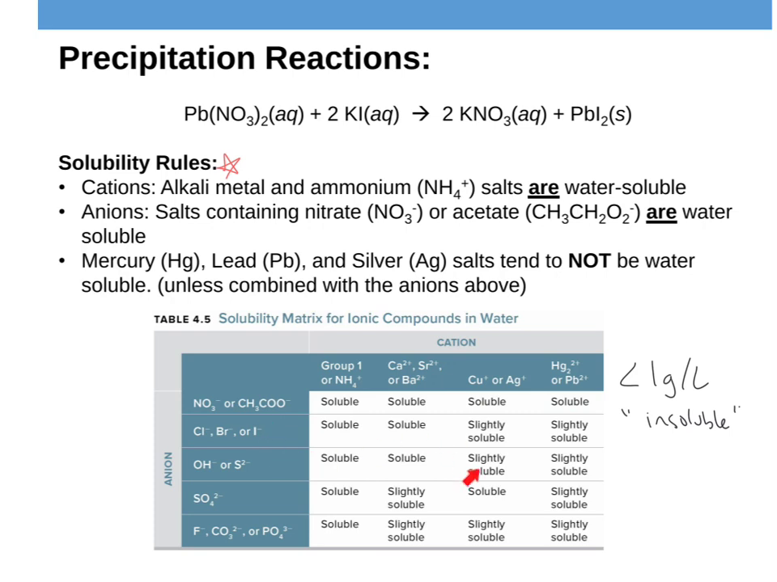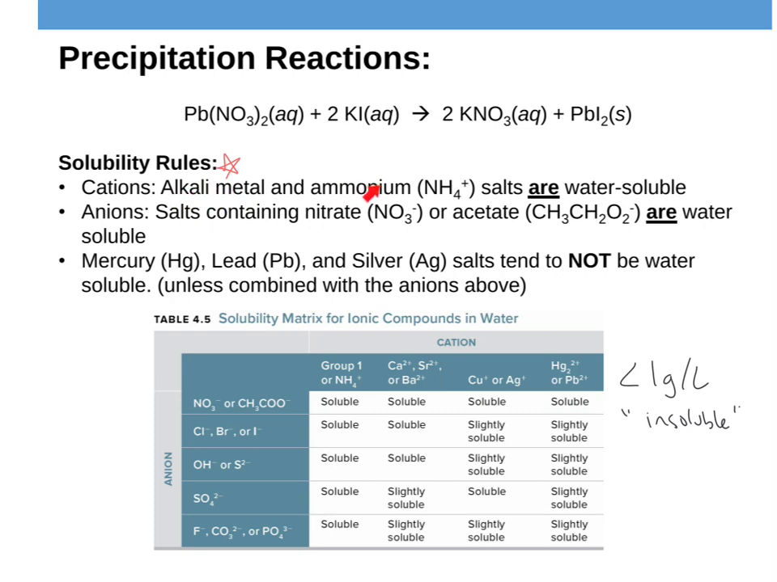But I don't care that you memorize these matrices or these big long lists of rules. The ones that I want you to mostly focus on for my class are these 3 simple ones right here. As far as cations go, if you have an alkali metal, so those group 1 things, sodium, potassium, lithium, etc., or an ammonium cation, if those are in the compound, they're water soluble. Those things are going to be water soluble. So sodium chloride is soluble, ammonium chloride is soluble, potassium fluoride is soluble.